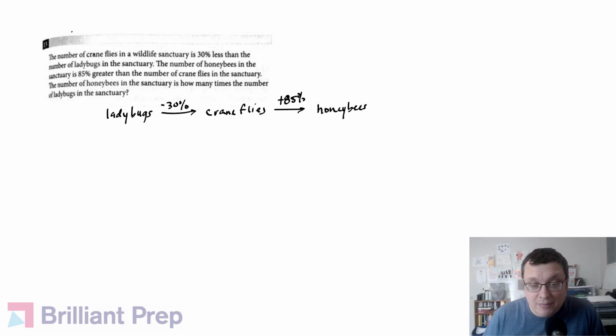So here's what I would recommend. A lot of options here. We could start with x and apply the percent changes. That's actually not too bad. I'll show you that in a minute. But let's actually use numbers to make this concrete. And it's okay if when we're making these calculations, we get weird decimals. At the end of the day, we just want to ultimately compare the ladybugs to the honeybees and see how many times greater the honeybees are than the ladybugs.